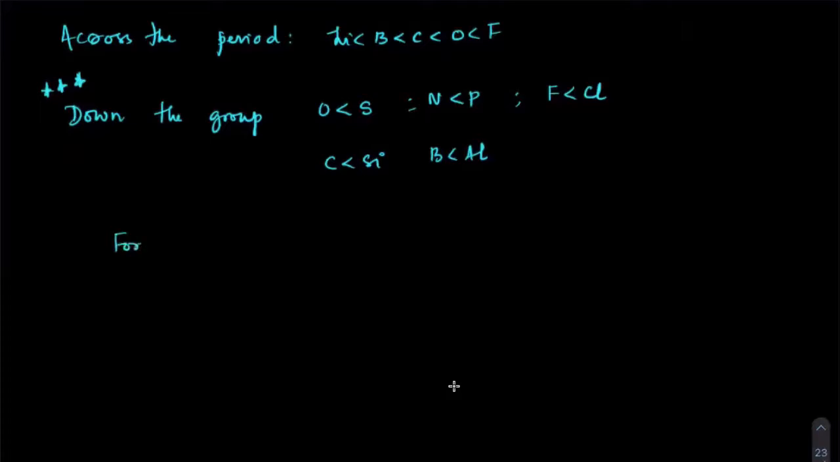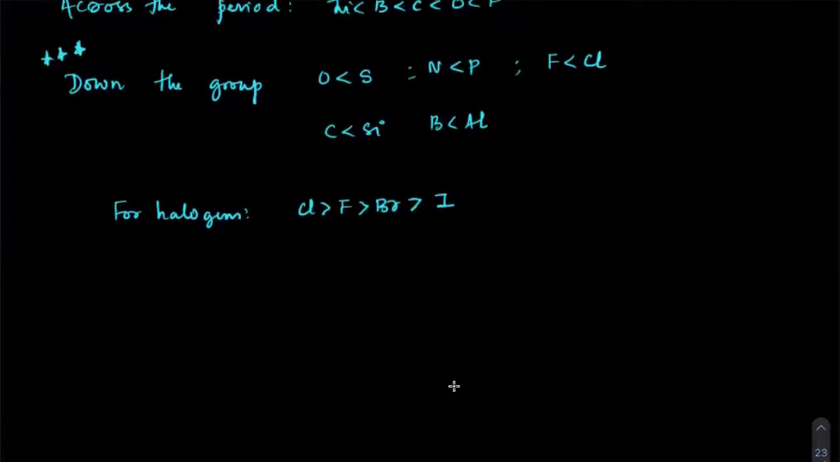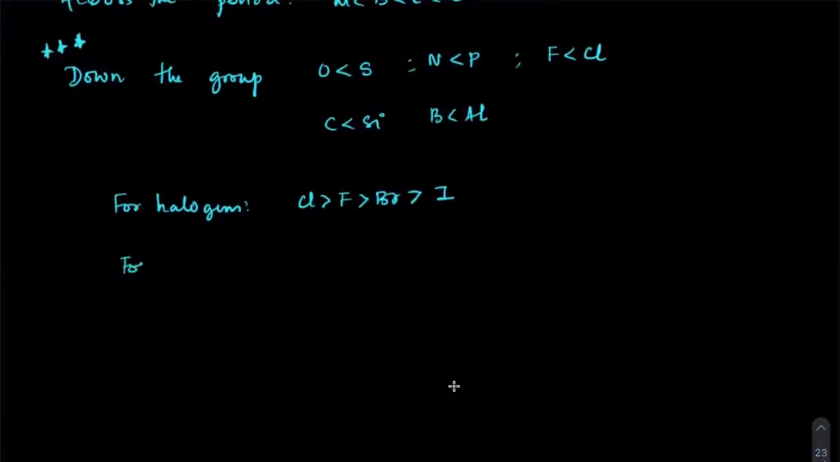For halogens, you have to remember the complete order, which is chlorine greater than fluorine, greater than bromine, greater than iodine. For chalcogens, which is the oxygen family, sulfur is greater than selenium, greater than tellurium, greater than polonium, greater than oxygen. So very important here that oxygen is the least. Oxygen has the least electron gain enthalpy out of all its group elements. Got it?